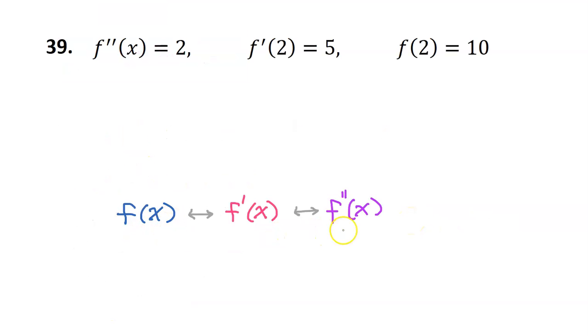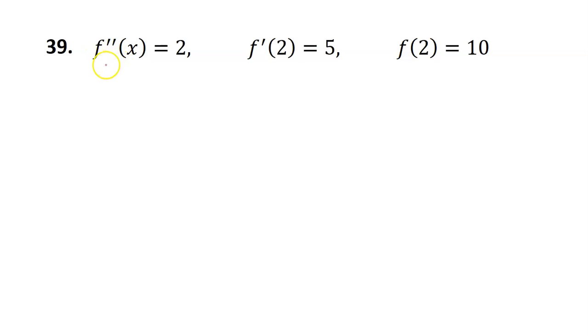In the chain of calculus, we have f of x, f prime, and f double prime. To solve a differential equation that has f double prime, we need to get from f double prime all the way back to f. So we will have to integrate twice. I will have to go from f double prime back to f prime, and then I will integrate again, and I will get f of x.